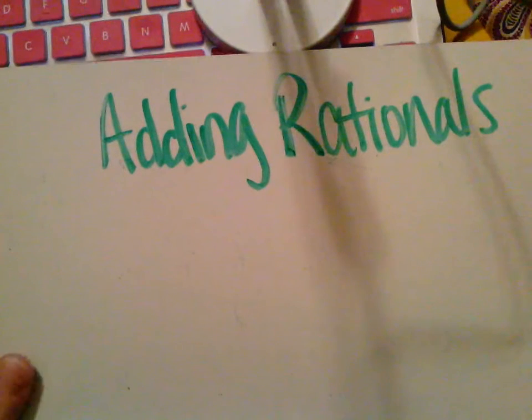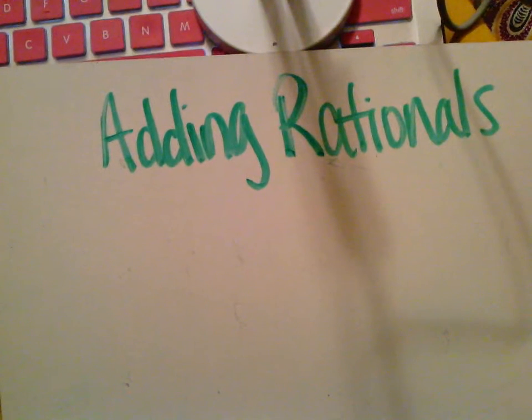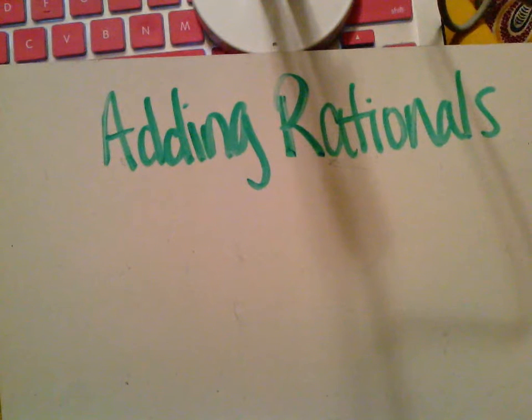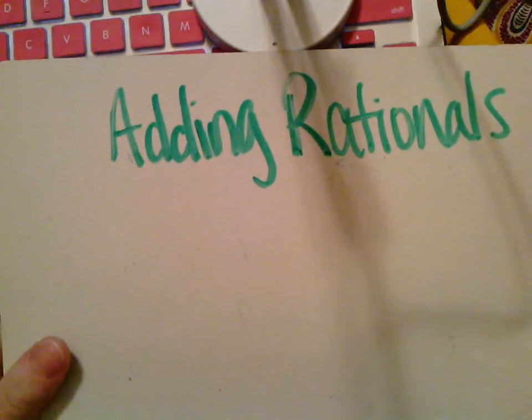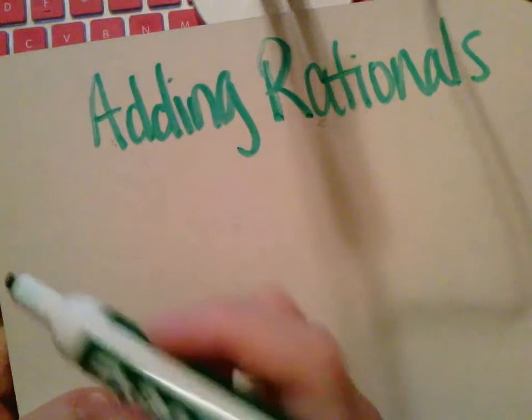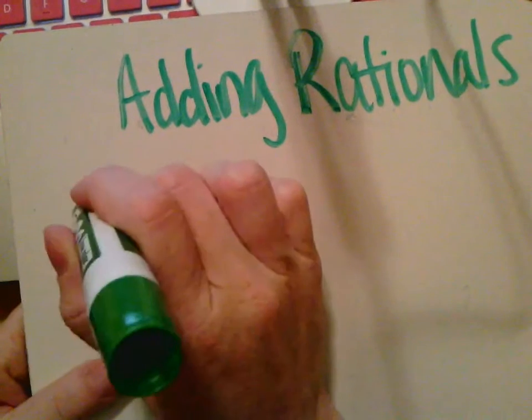Okay. You're going to have a video right now and again tonight on adding rationals. Remember that rationals are numbers that have decimals or fractions that cannot be simplified to a whole number, okay, or an integer. So let's just look at some basics. Make sure you remember some of the simple rules.